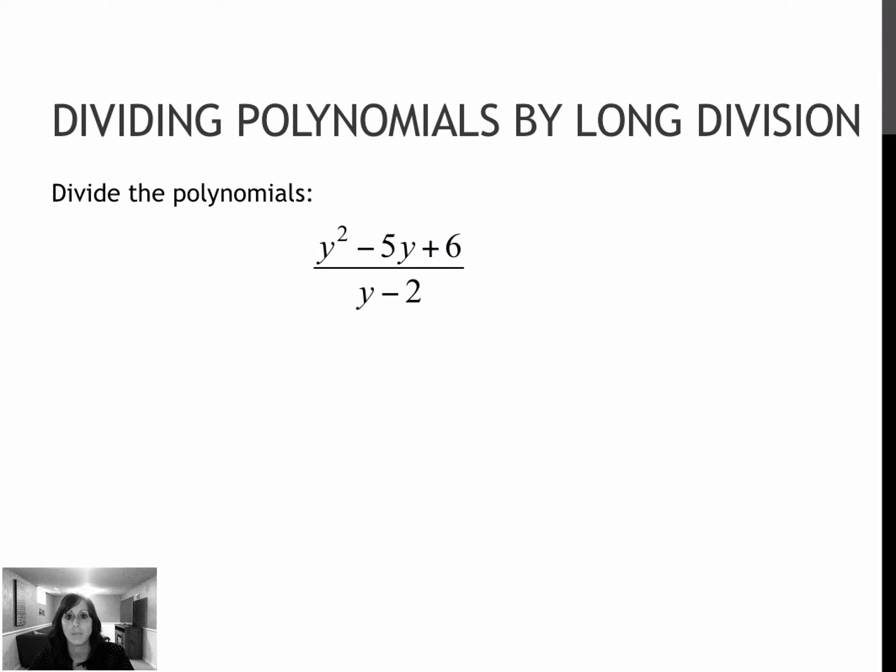Let's try another one. Again, we're going to divide. We're going to put the y squared minus 5y plus 6 in the parentheses and y minus 2 on the outside. I start by looking at my y values and saying y times what would be y squared. That would be y to the first. I multiply y times both terms, which is y squared minus 2y.